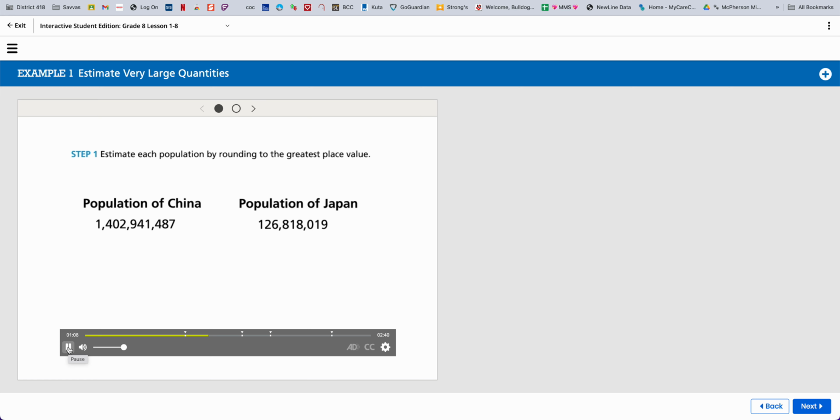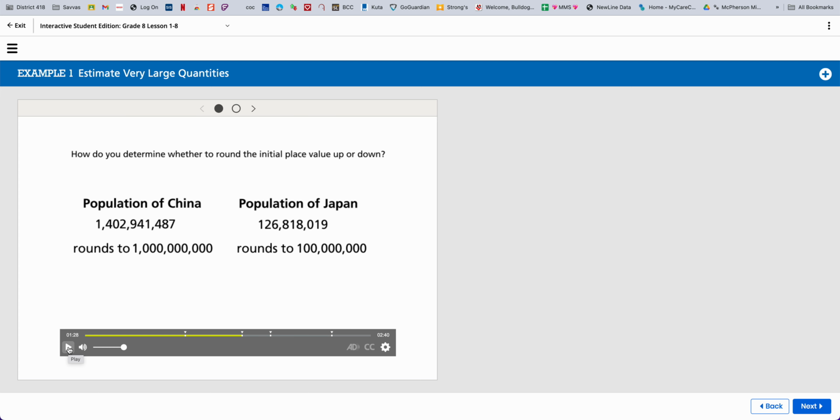To begin, estimate each population by rounding to the greatest place value. The population of China rounds to 1 billion, and Japan's population rounds to 100 million. How do you determine whether to round the initial place value up or down? Ooh, this is a big one because sometimes we're not very accurate with our rounding, and rounding is a real thing that we need to do well. So we've got to make sure we do it. How do we know, Mason? If it's below 5, go down, if it's 5 or above, you go up.